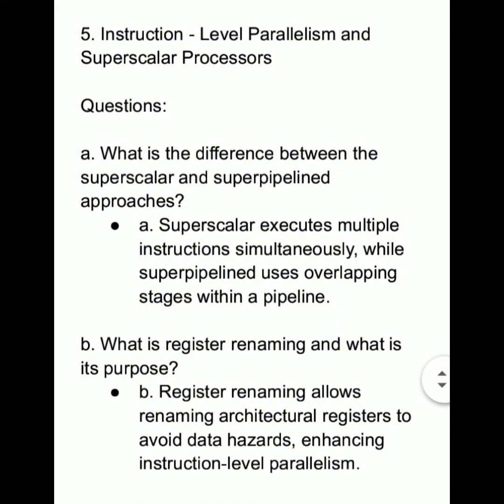So next is question B. What is register renaming and what is its purpose? Register renaming allows renaming architectural registers to avoid data hazards, enhancing instruction level parallelism.